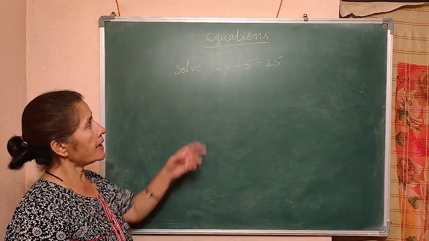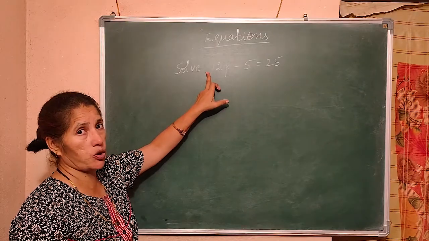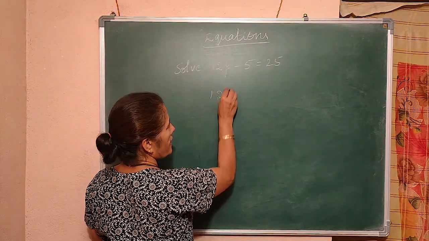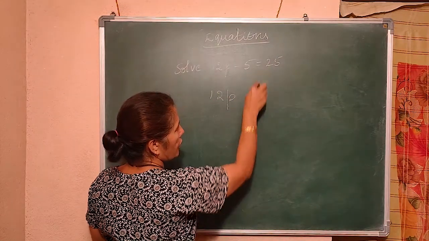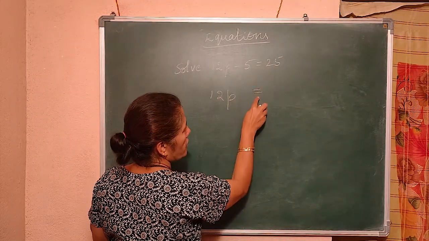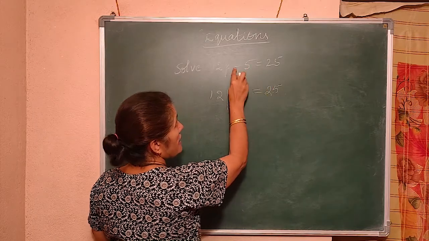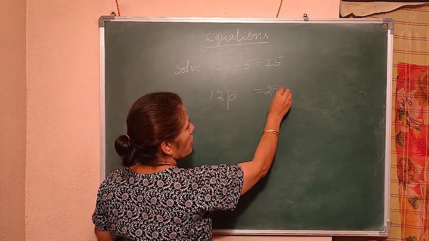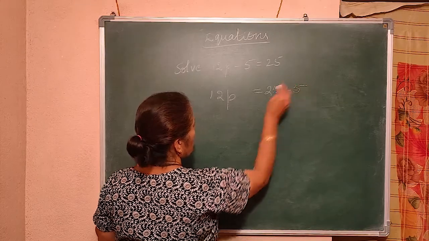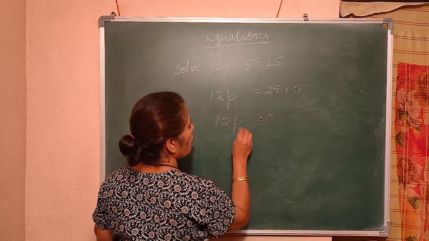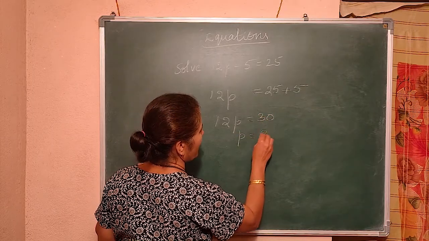What to do? See, p is here with 12. So only that I keep this side. 12p is equal to, see, neatly you write down, below the equal to sign, 25 is already there. This minus 5 I have to take that side. So plus 5. So what do you get? 12p is equal to 30. So what is p? P is equal to 30.